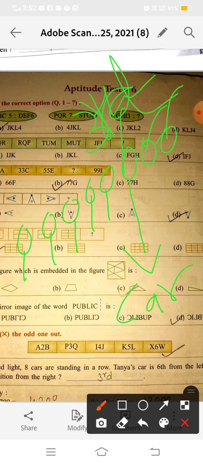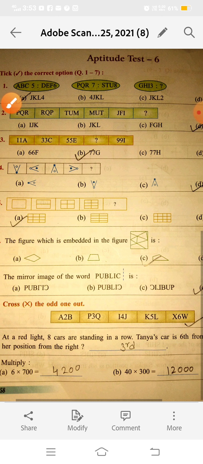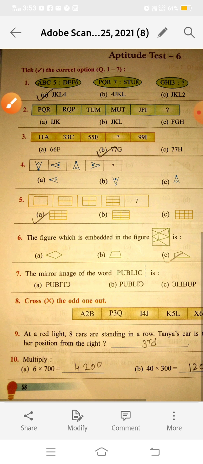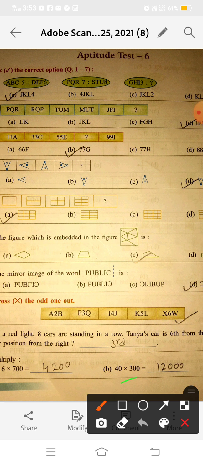Next, you have to multiply directly. 6 into 700 is equal to 4200. How will we multiply it? 6 sevens are 42. Now how many zeros are here? 1, 2, so we will put 2 zeros, so it will come 4200. Now 40 multiplied by 300 is equal to 12,000. 4 threes are 12, and how many zeros do we have to put here? 1, 2, 3, so this will come 12,000.